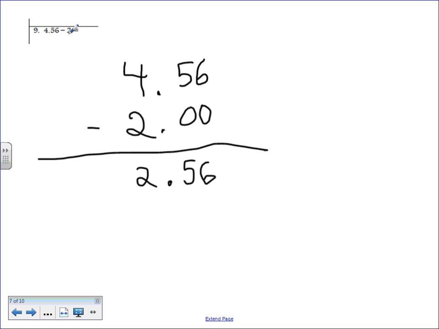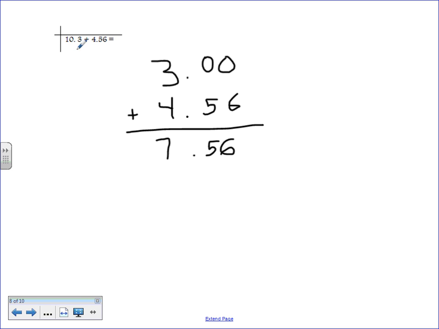All right. Where's the decimal in a number when you can't see it? I know John knows. It's at the end. So 2 is really 2.0. So when you're adding and subtracting decimals, you have to line them up. So I added 2 zeros after the 2. 6 minus 0, 5 minus 0, 4 minus 2. Easy.